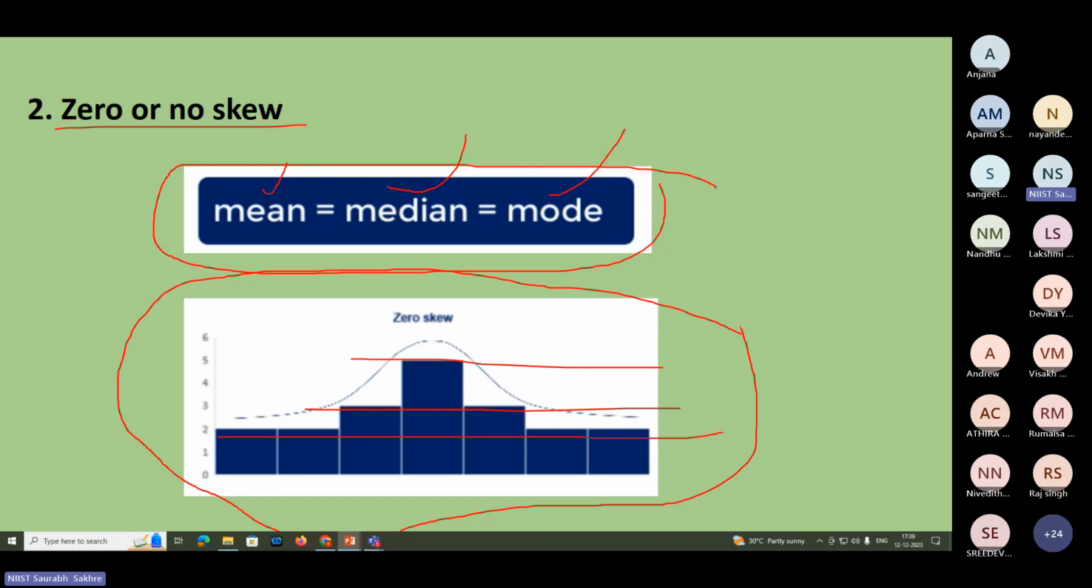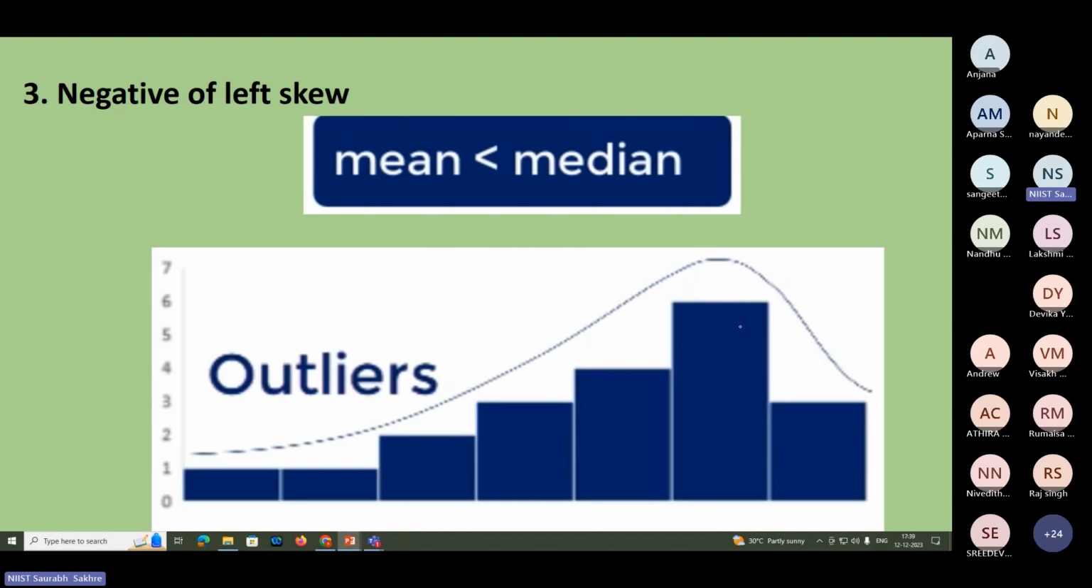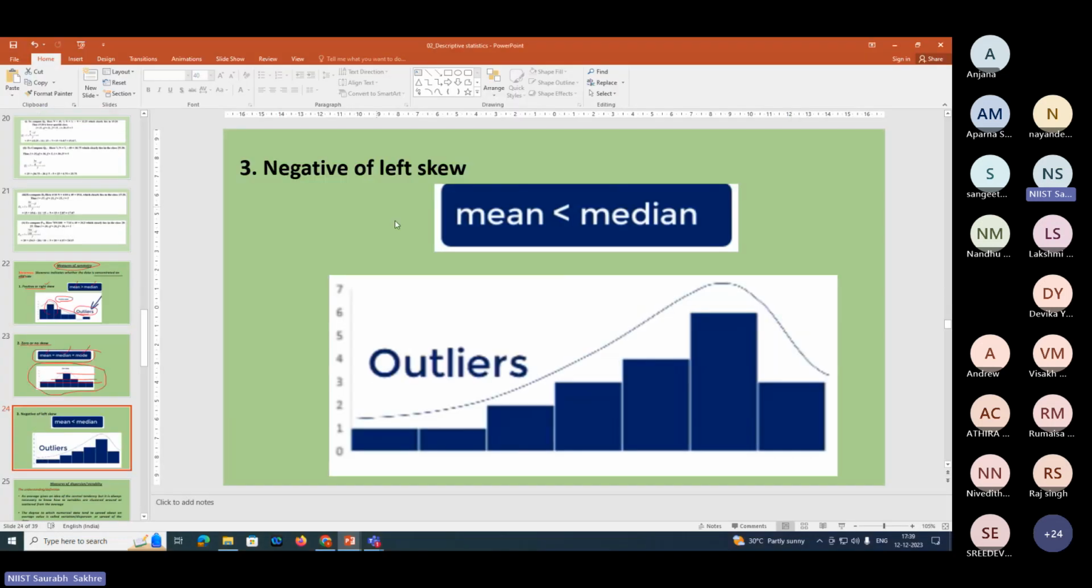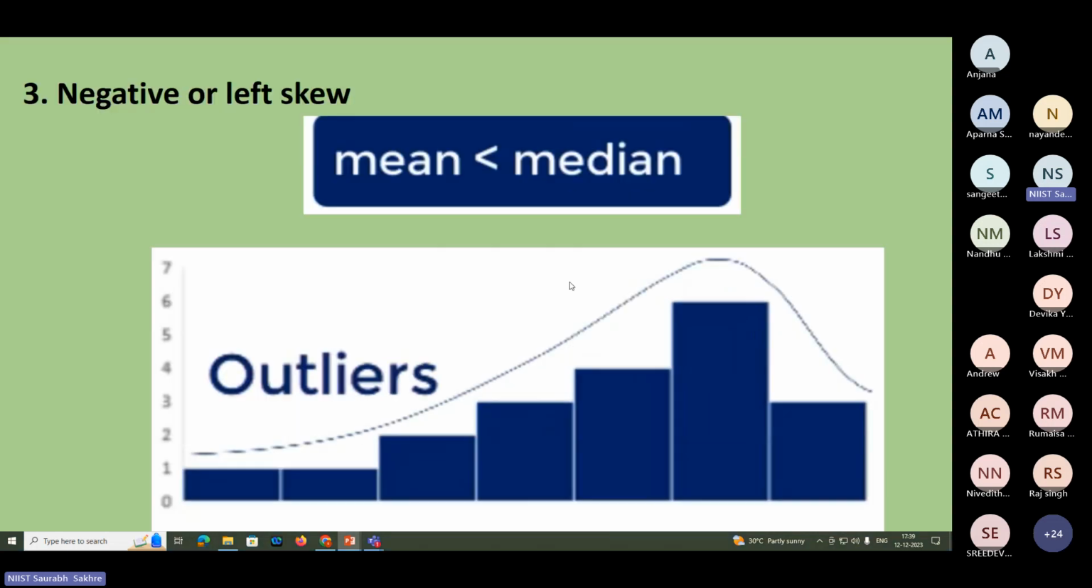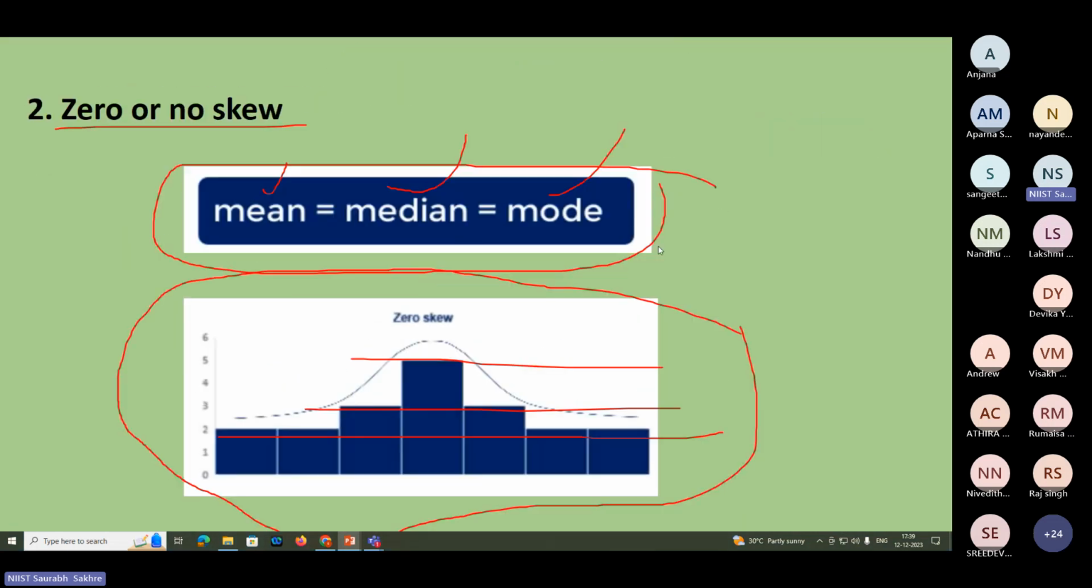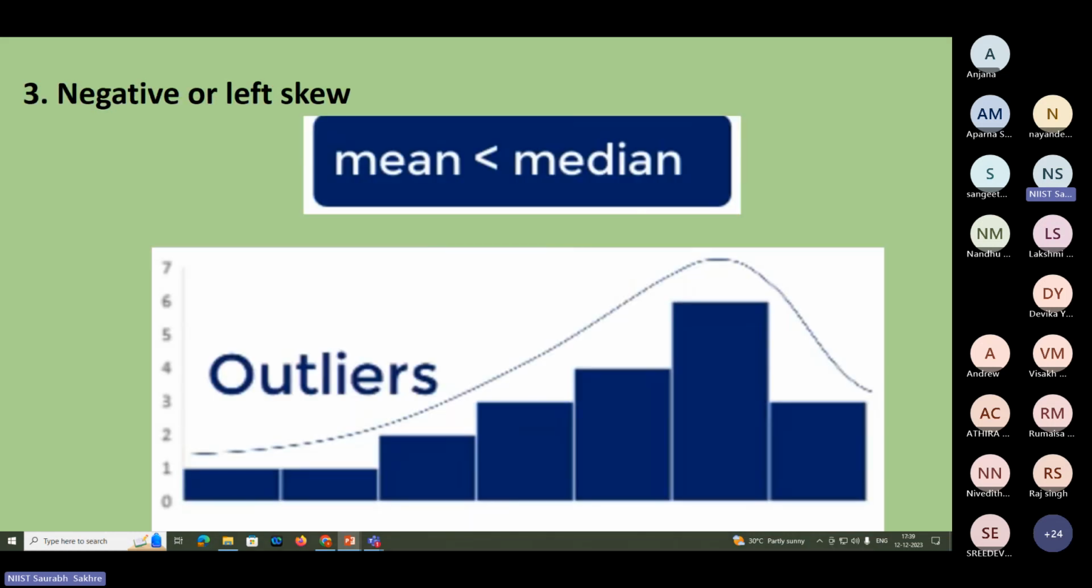So positive or right skew we have seen, zero or no skew we have seen. Third one, negative or left skew. In the first case, my mean was greater than median. Second case, mean, median, mode all are equal. In the third case, mean is less than the median. So here on the right side more data will be concentrated, on the left side data will not be concentrated and some outliers will be there. That's why it is known as negative or left skew.